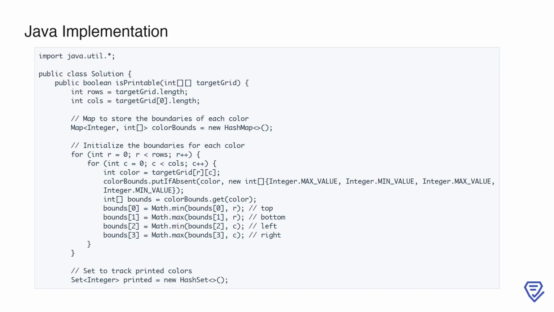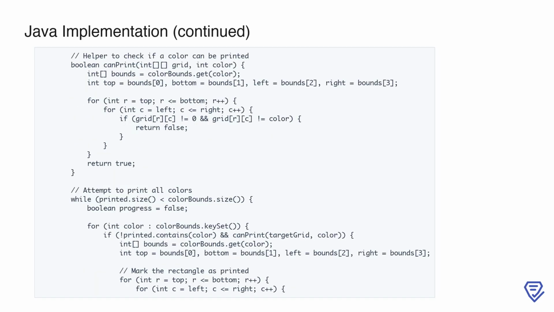Finally, we prepare a hash set called printed to keep track of the colors that have already been printed on the grid. To determine if a color can be printed, we define a helper method called canPrint. This method retrieves the boundaries of the given color from the colorBounds map. It then checks all the cells within the corresponding rectangle.